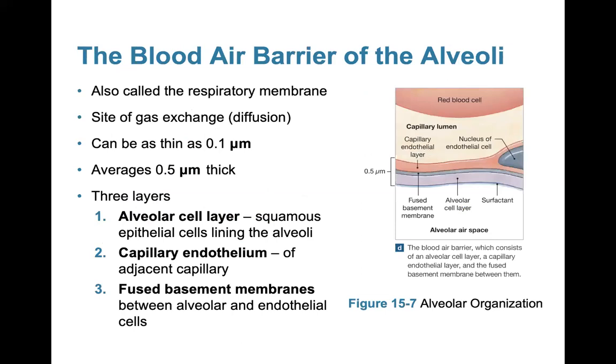So the blood-air barrier of the alveoli is also called the respiratory membrane. It's the site of gas exchange or diffusion. This can be as thin as 0.1 microns. Average is about 0.5 microns thick. And there are three layers that consist of this respiratory membrane. You have the alveolar cell layer, which is squamous epithelial cells lining the alveoli. You have the capillary endothelium of the adjacent capillary. And then you have fused basement membranes between the alveolar and the endothelial cells.